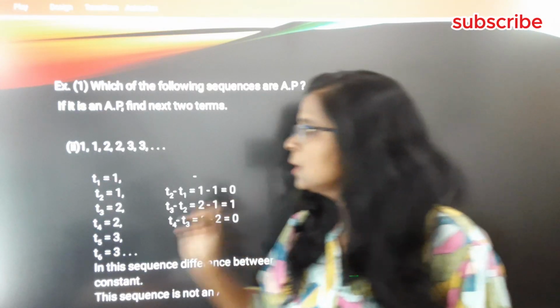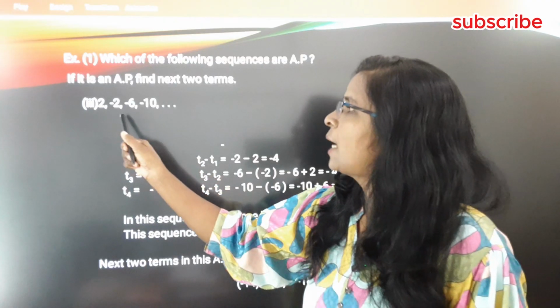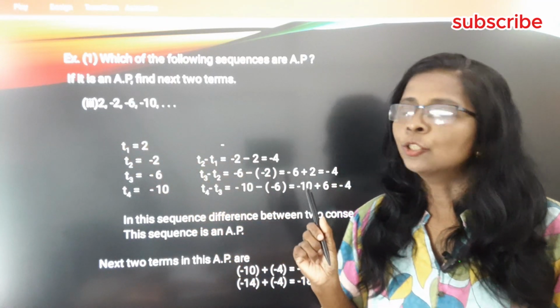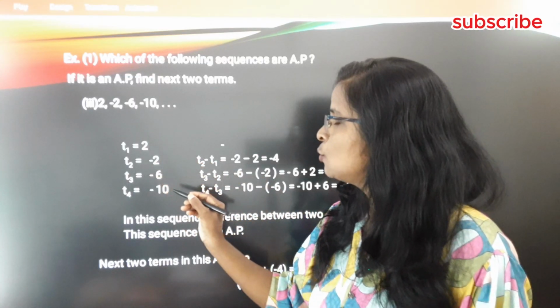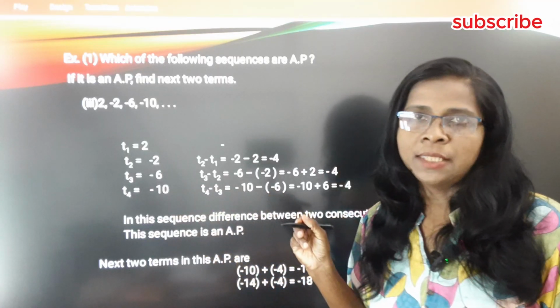and so this sequence is not an AP. Then the third example, students: 2, minus 2, minus 6, minus 10, and so on. So here T1 is equal to 2, T2 is equal to minus 2, T3 is equal to minus 6, T4 is equal to minus 10.